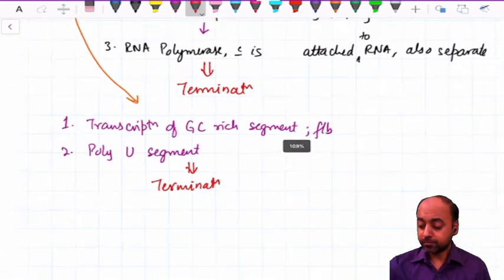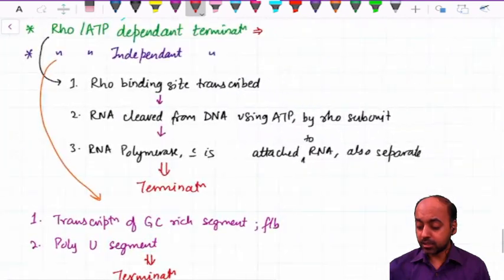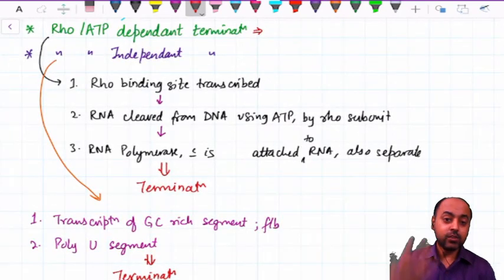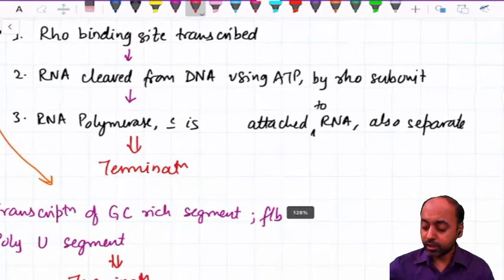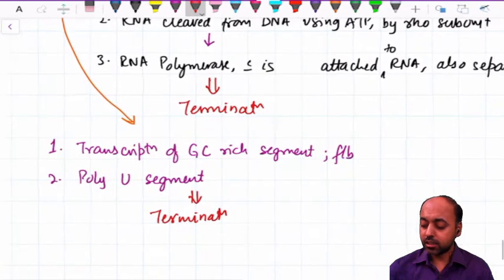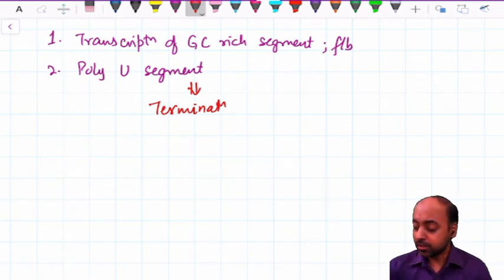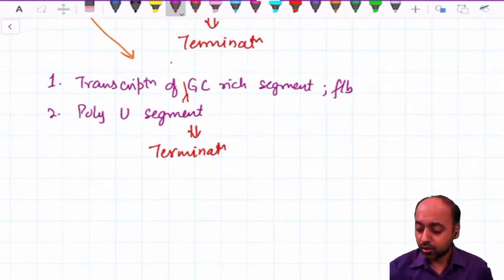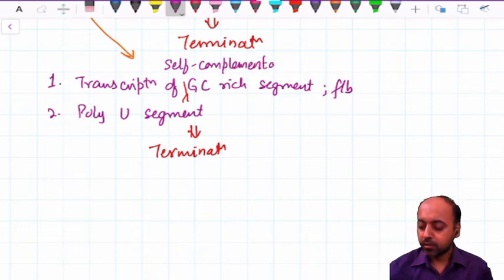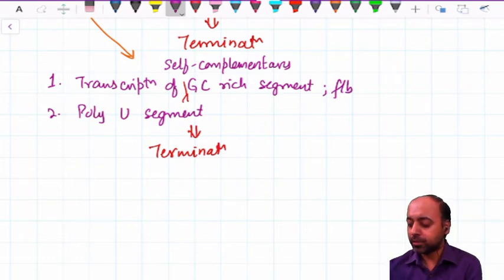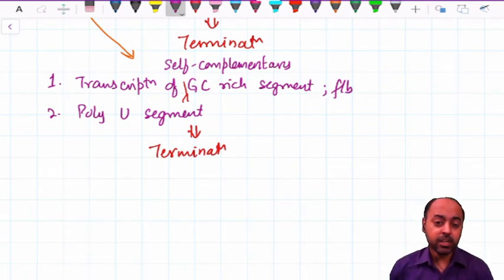So we are talking about the second, that is the rho or ATP independent termination. This will occur when two conditions are fulfilled during transcription. What are those two conditions? First is the transcription of a GC rich segment which is self complementary, which is immediately followed by the poly U segment. So like I told you, what happens?